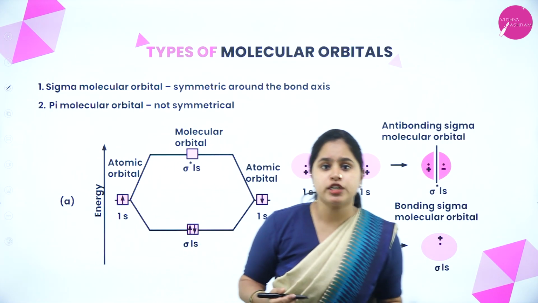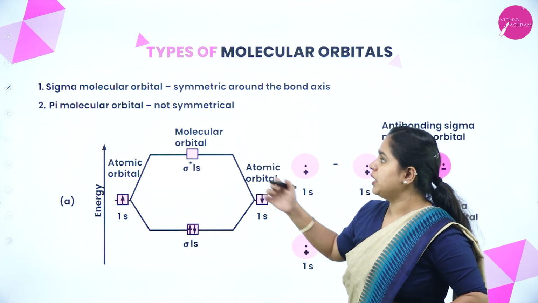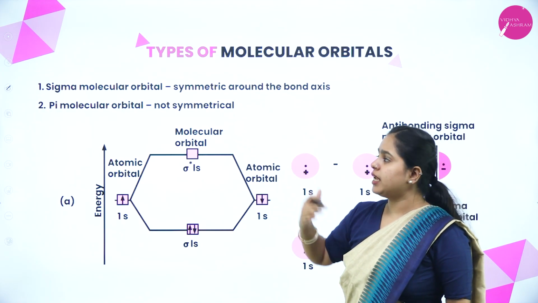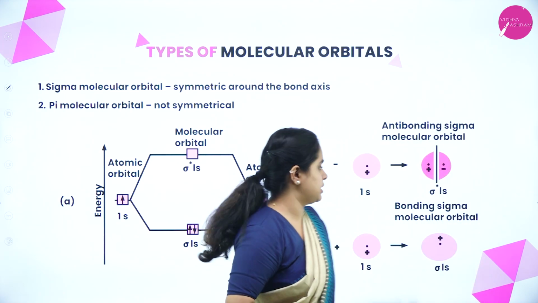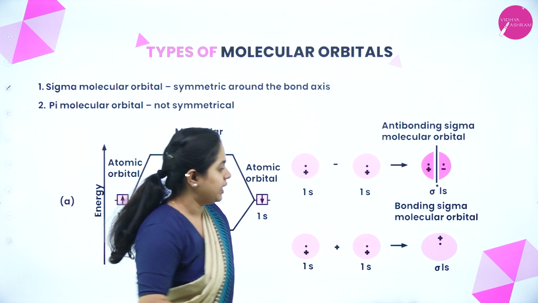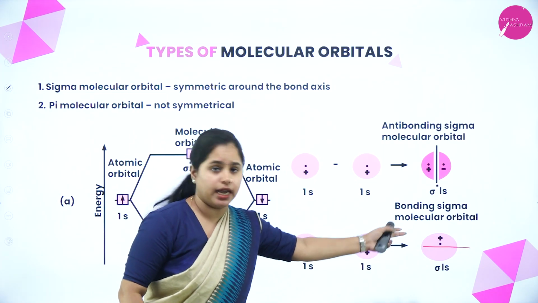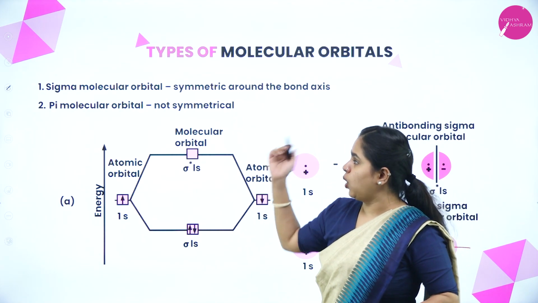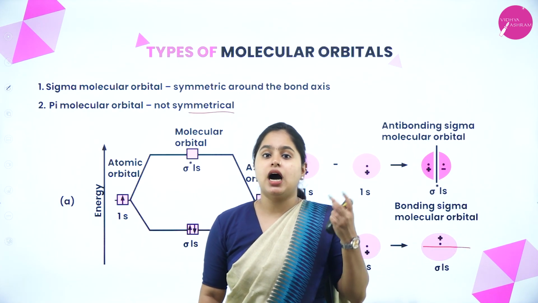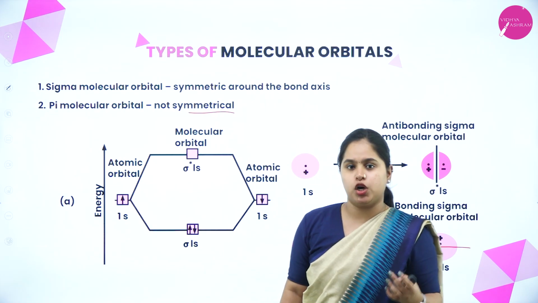There are two types of molecular orbitals, that is sigma molecular orbital and pi molecular orbital. Now the speciality of sigma molecular orbital is that it is symmetric around the bond axis. As you can see here, it is symmetric along the bond axis, on either side. But in the case of pi molecular orbital, it won't be symmetric along the bond axis. That is about sigma and pi molecular orbitals.